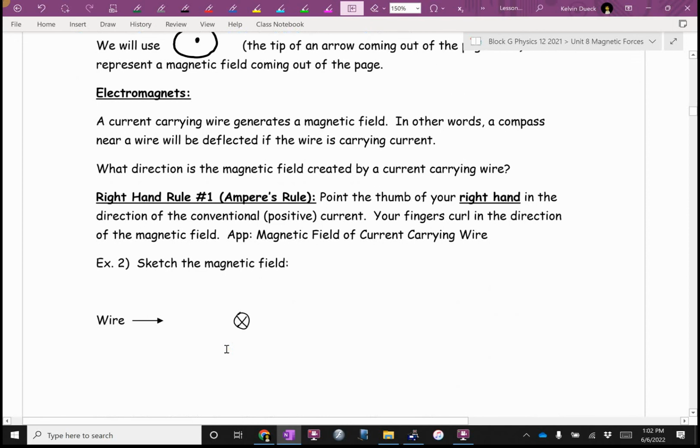It turns out a wire that is carrying direct current also creates a magnetic field. This is why we said it's electromagnetism. You can't have one without the other. In other words, a compass will be deflected near a current-carrying wire. What direction? We're going to learn some right-hand rules.